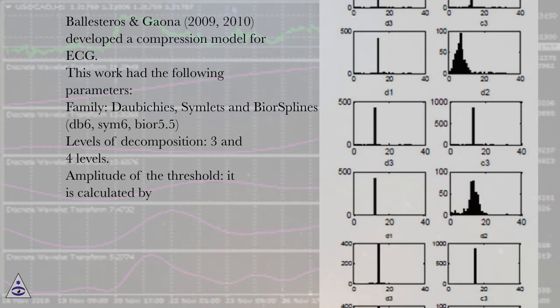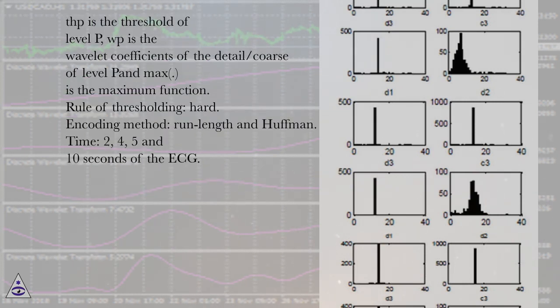Family, Daubechies, Symlets and Bior splines: DB6, Sym6, Bior 5.5. Levels of decomposition, 3 and 4 levels. Amplitude of the threshold, it is calculated by THP, where THP is the threshold of level P, WP is the wavelet coefficients of the detail/coarse of level P, and max is the maximum function. Rule of thresholding, hard.